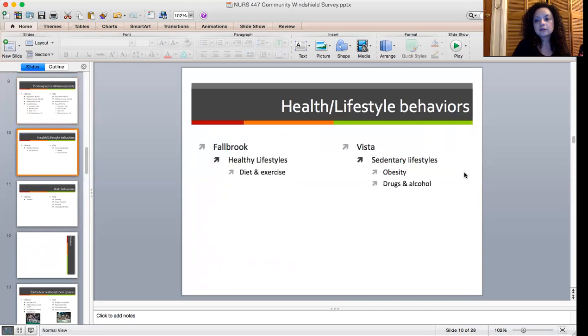Health, lifestyle, behaviors. So Fallbrook seemed like people had healthy lifestyles. They seem to be involved in exercise and diet. And in Vista, it seemed like they had a little bit more sedentary lifestyles. People were out and about walking a bit more. However, they seemed like they were obese and they were walking around with bags of chips and soda bottles. And then I also found drugs and alcohol to be an issue.